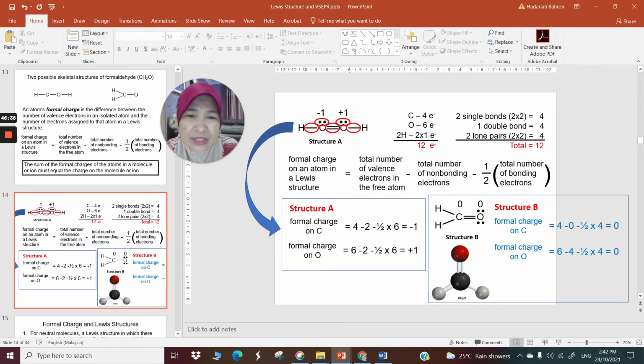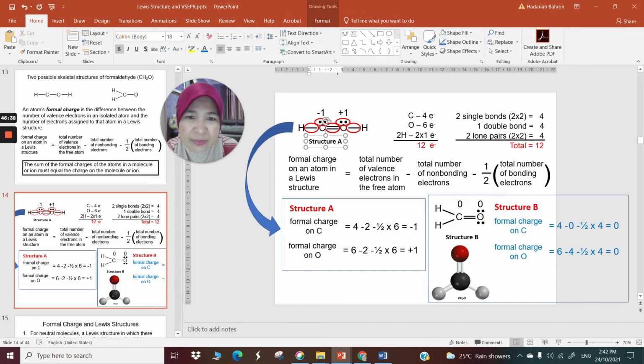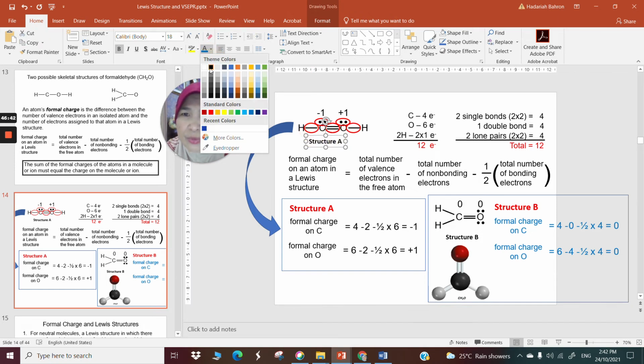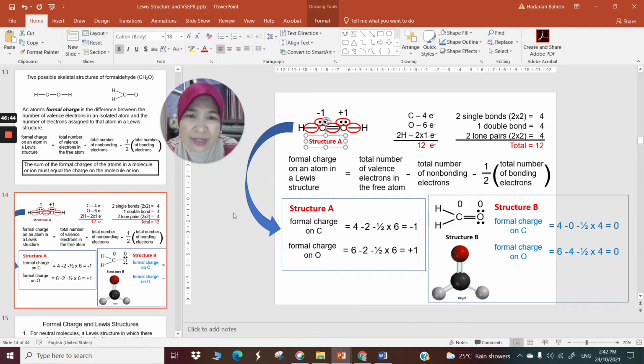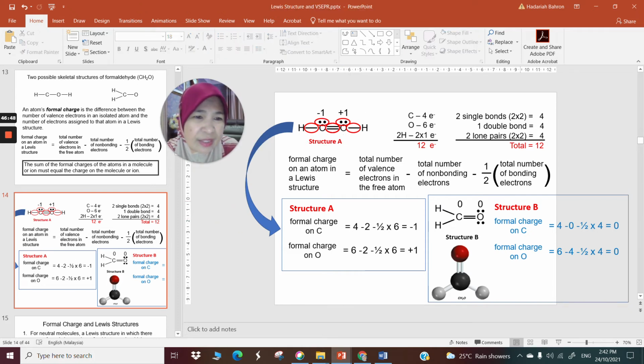So I call this structure A. Let's make it into red. It is not in your notes, so you may want to add a few things that I have added in here. This is your structure A, which is the linear, and that is your structure B, which is the branched. For structure A, how do we determine the formal charges of the atoms?